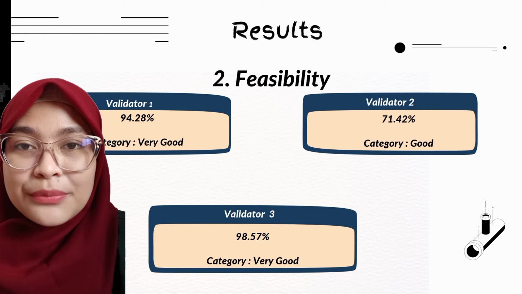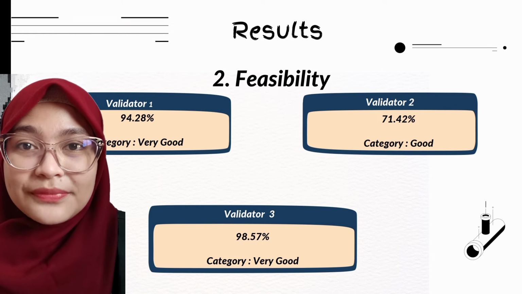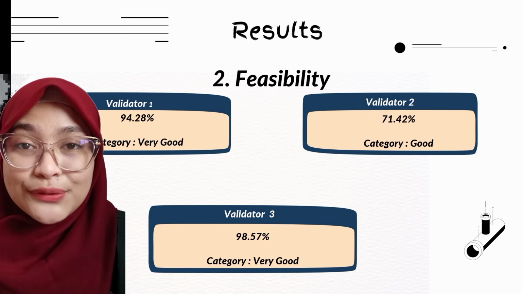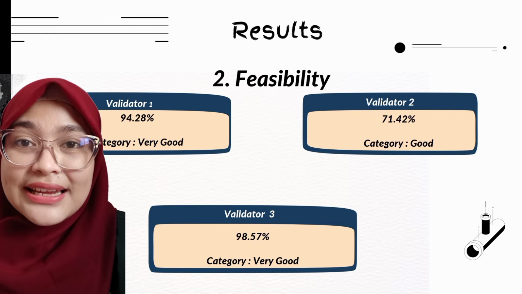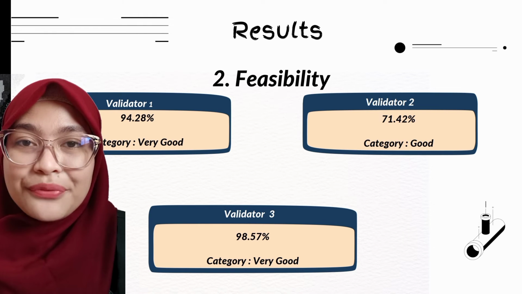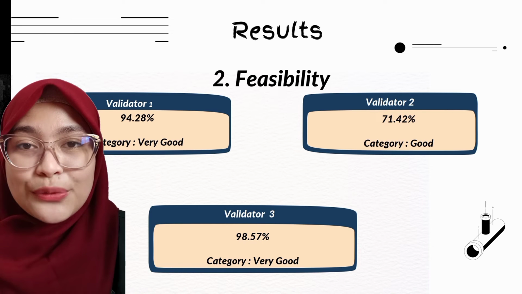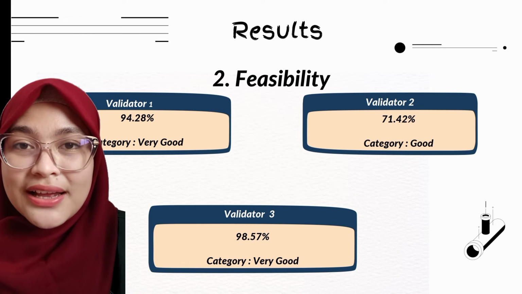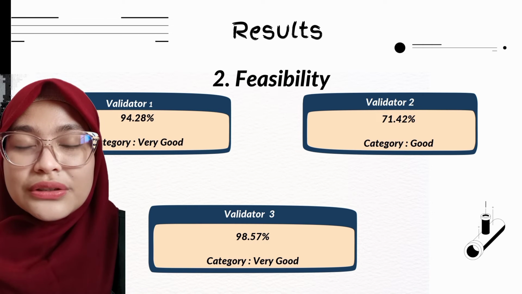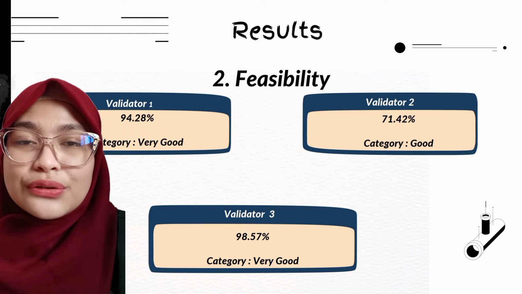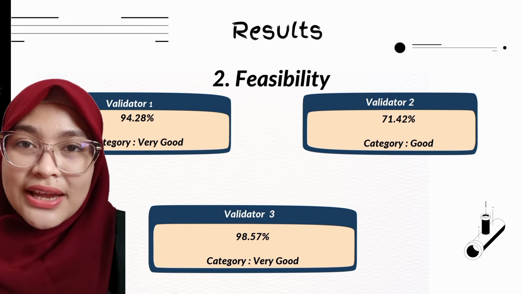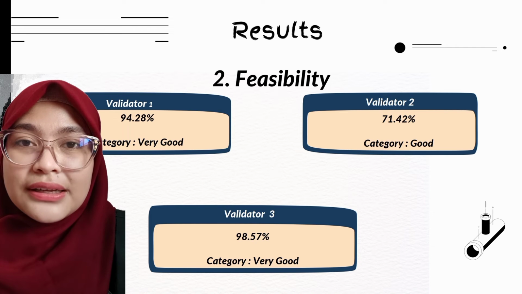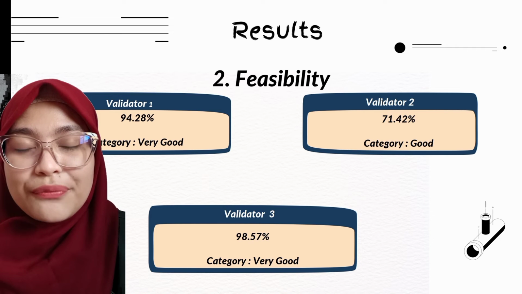Next, results about the feasibility. Validator 1 and Validator 2 were in the operational field testing and Validator 3 in the main field testing. Validator 1's score is 94.28% with the category very good. Validator 2 gave 71.42% with the category good, and Validator 3 gave 98.57% with the category very good.